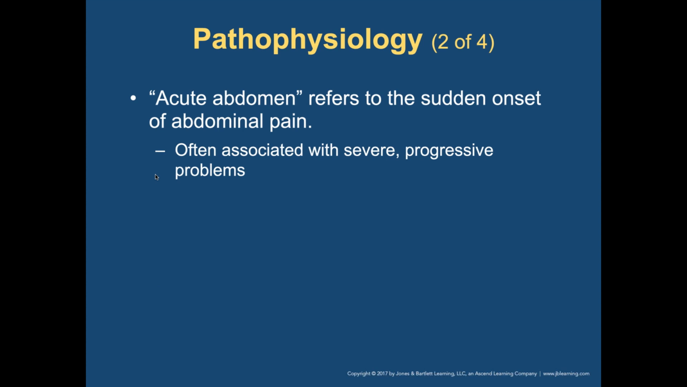Acute abdomen, that's our medical fancy term for basically saying that somebody has a sudden onset of abdominal pain, right? We talk about two words, acute and chronic. Acute being short and just kind of starting, chronic being something long-term, something you live with. So acute abdomen is the sudden onset of abdominal pain. It's usually associated with severe progressive problems. If it doesn't get treated, it's going to get worse.